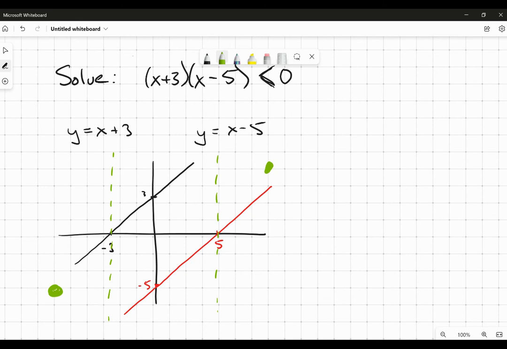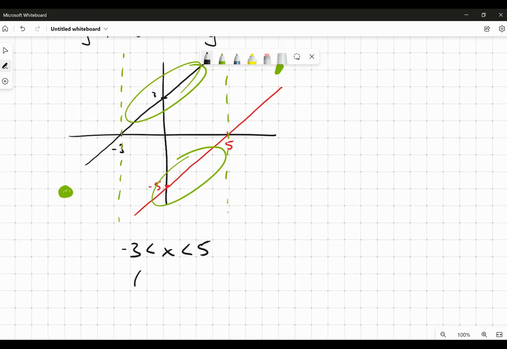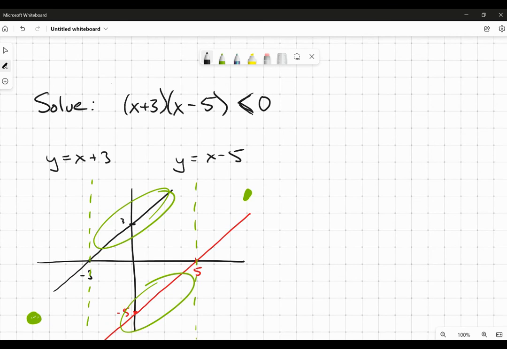But it's the zone in between where, on the line x + 3, these y coordinates are positive, and down here, these y coordinates are negative. So when you multiply those together, that's when you're going to get a value that's less than 0. So my answer here is going to be when x is in between negative 3 and 5. And I might write this in interval notation like this, where I'm using the soft brackets because I'm not including the endpoints.